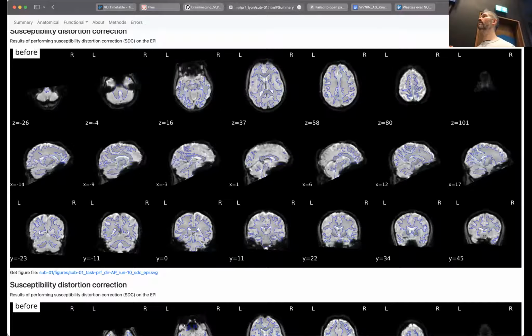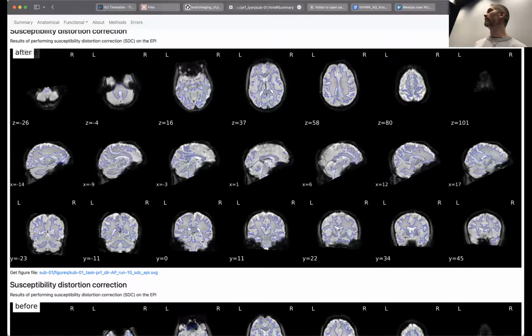Now they've been unwarped. And so the blue line here gives you that boundary between the white matter and the gray matter. So it gives you a reference that comes from the anatomy. And so with the before and after of the image, we can then check whether it follows that anatomical reference more closely after or before, right?